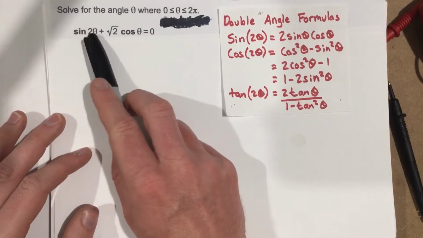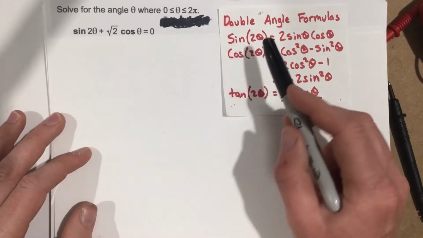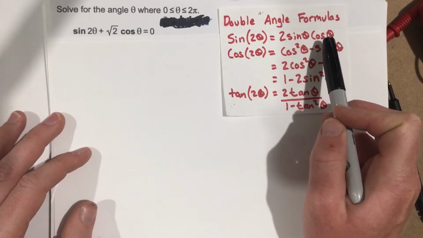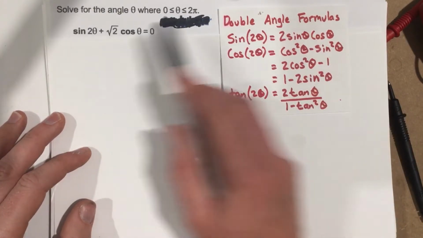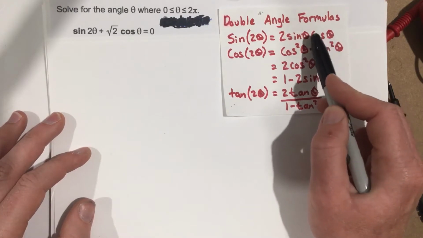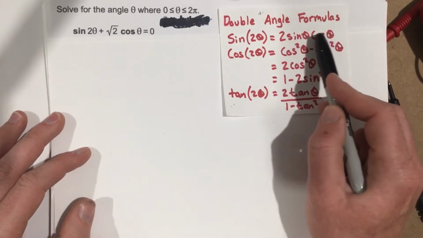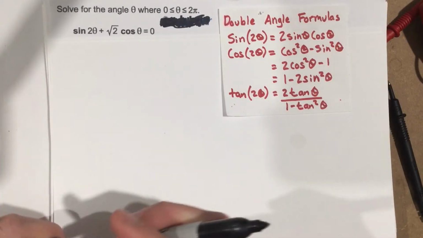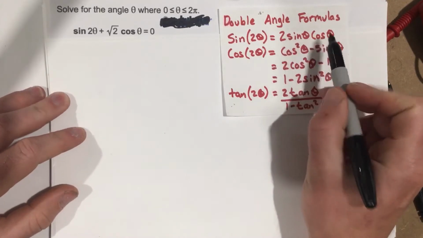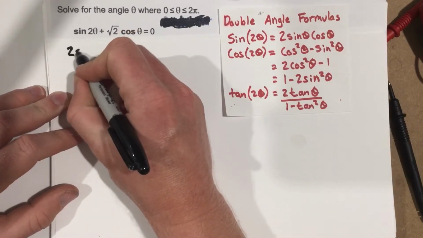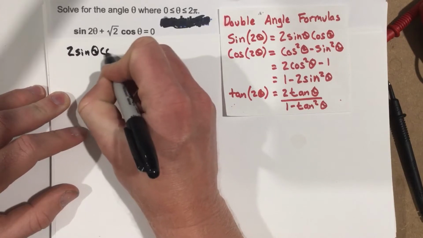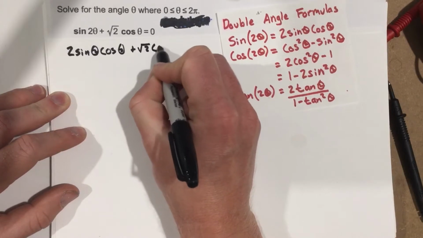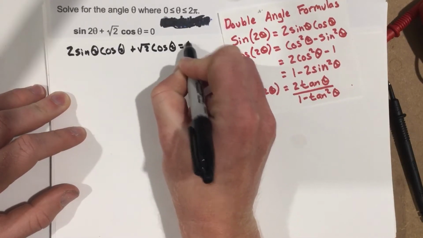And when I look at the double angle formula, I can see that that would change it into 2 sine theta cosine theta. So it doesn't quite change into a cosine, but it does include a cosine in the formula. Because it includes a cosine, you're going to see that we'll be able to factor out cosine and do some work with it. So we're going to take 2 sine theta cosine theta and plug it in. So 2 sine theta cosine theta plus root 2 cosine theta equals 0.